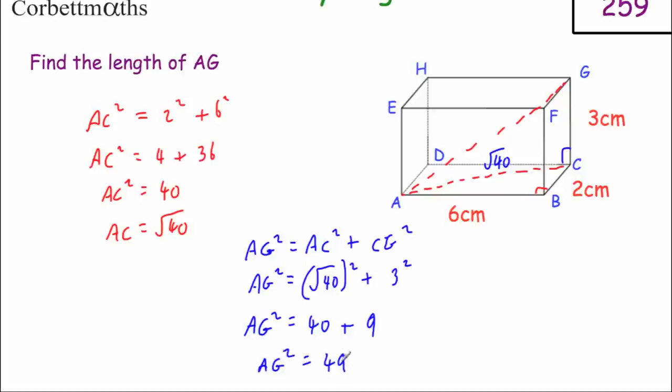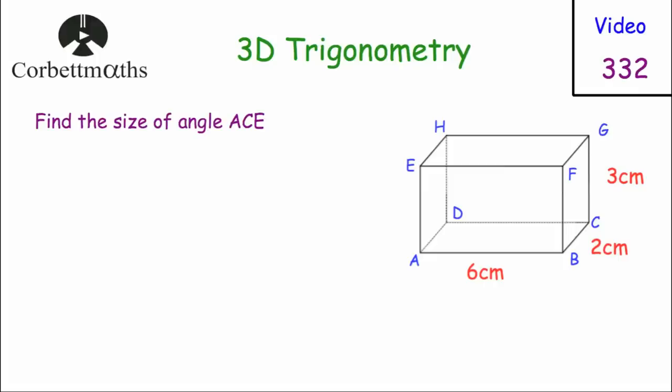Oh, this is great. Now we just want to find AG, so we want a square root. So we've got the square root of 49, which is equal to 7. So that means that from A to G will be equal to 7 centimeters, and that's it. Okay, let's have a look at our next topic. So our next topic is 3D trigonometry.